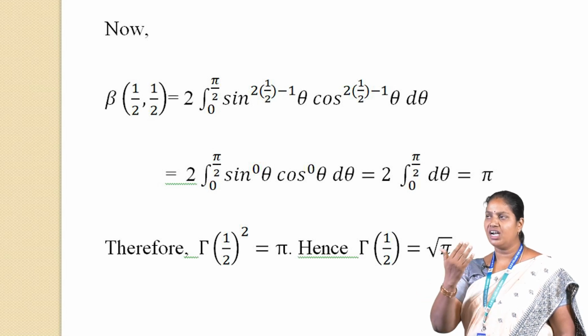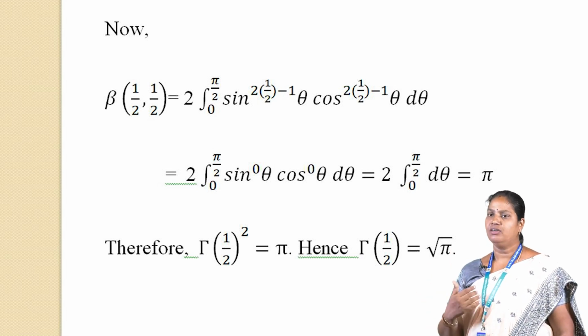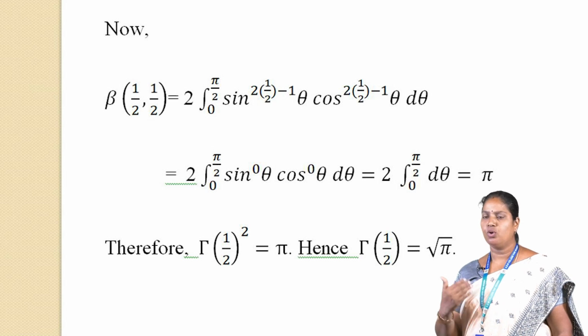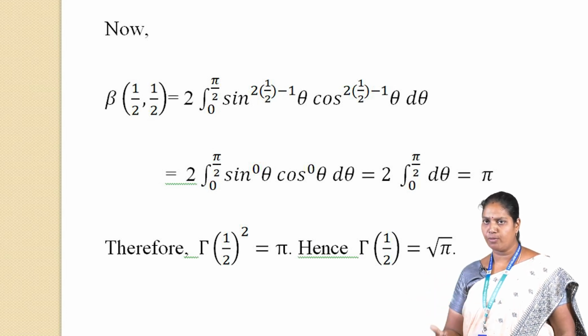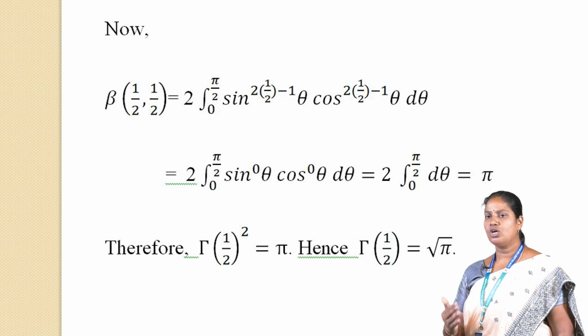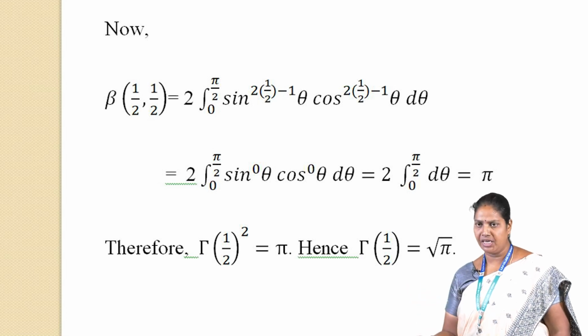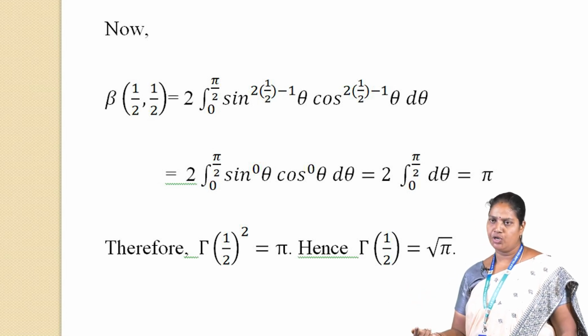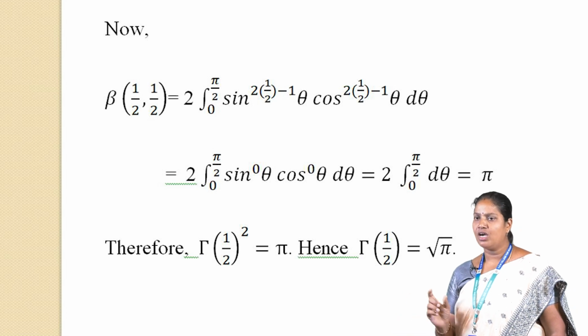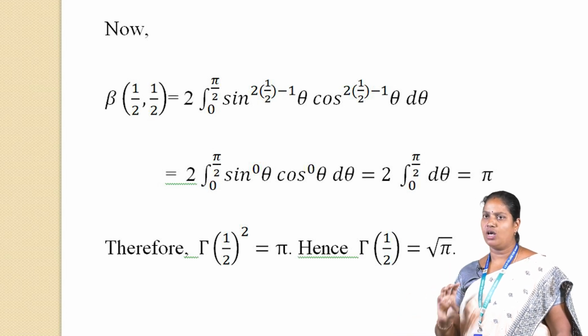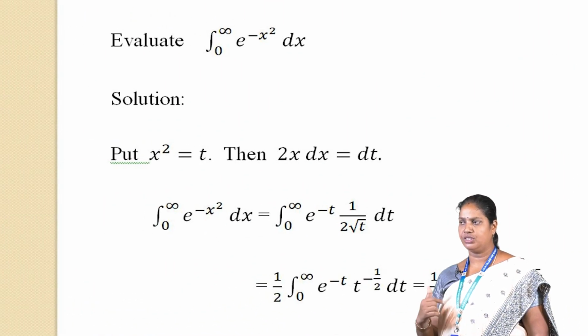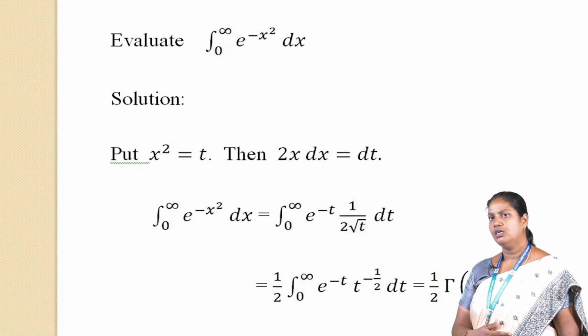So if we substitute in the relation between beta and gamma function, we will get gamma of 1 by 2 the whole square is nothing but beta of 1 by 2 comma 1 by 2, which is nothing but pi. So gamma of 1 by 2 the whole square is equal to pi. Hence gamma of 1 by 2 equals root pi. We always memorize this formula to calculate improper integrals. Now we are going to go to the first problem.